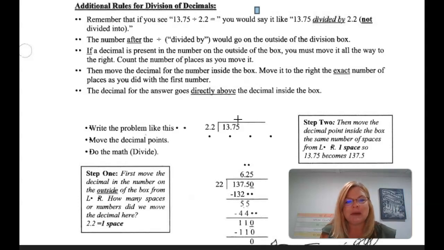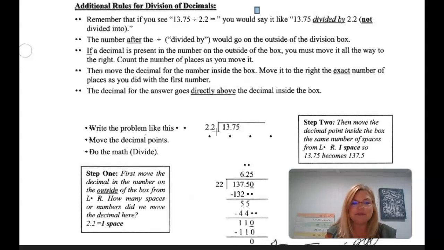I'm going to show you on my pad in a second, but I want to go over all of the rules first. So again, we said we would write the problem like this. We would say that this is 13.75, so we put that in the division box, and divided by 2.2, so that goes on the outside of that division box. So we set up the problem correctly. That's the first thing that we need to do.